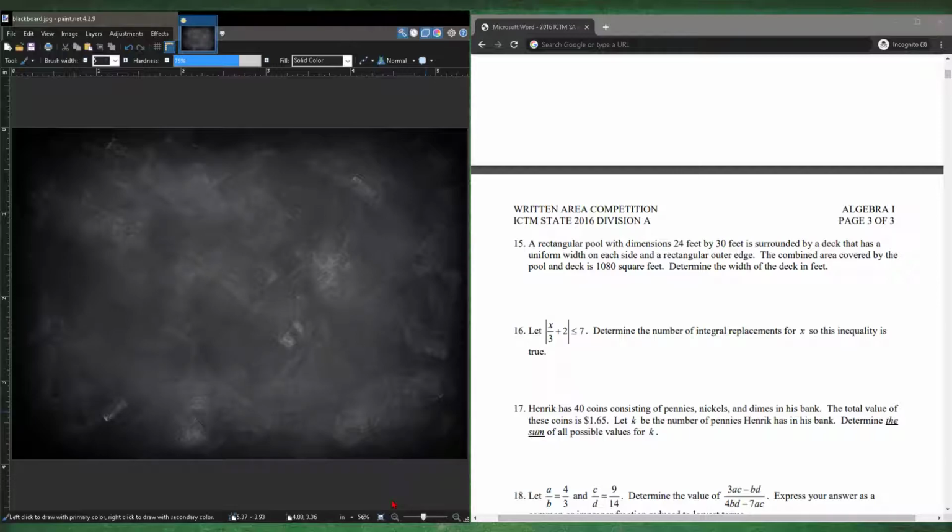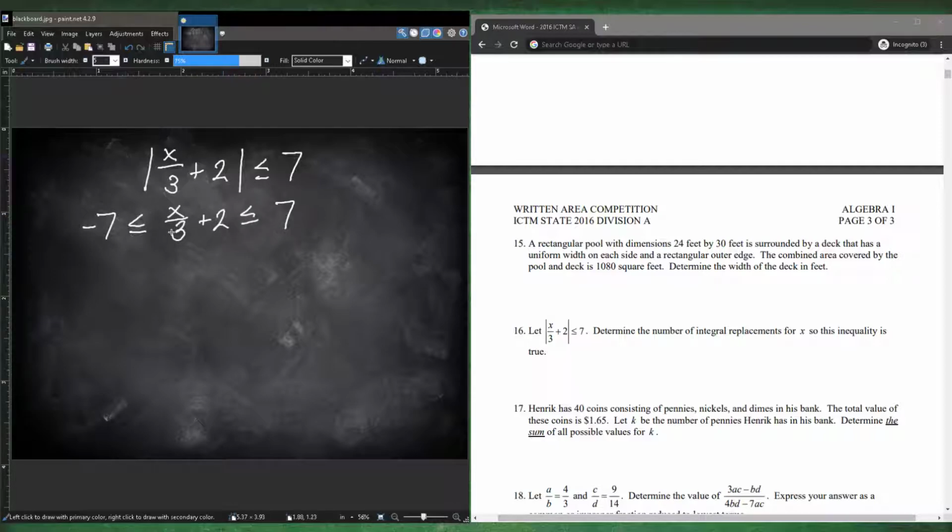Okay, number 16. Let the absolute value of x over 3 plus 2, close absolute value, is less than or equal to 7. Determine the number of integral replacements for x, so this is true. So integral means x can only be integers. So how many integer values can we put in here? Since it's less than or equal to 7, that means it's actually going to be negative 7 ≤ x over 3 plus 2 ≤ 7, right?